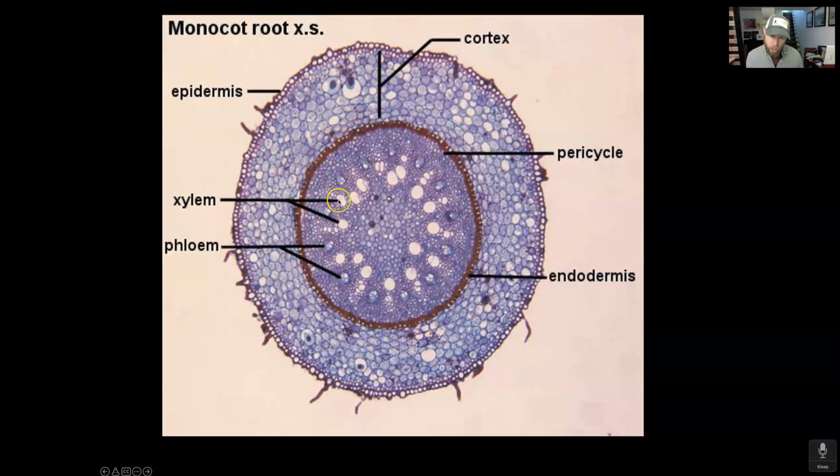So these really large structures here are xylem. And some of this other stuff is smaller diameter xylem, but these are good examples of xylem conduits. And then these other roundish structures here, those are phloem. So again, separated in the root, but a little more closely located than in the woody tissue.